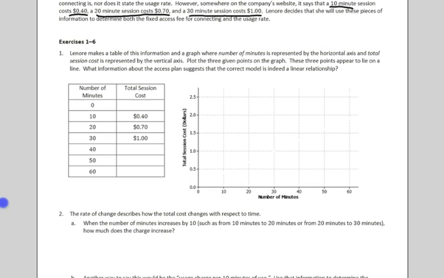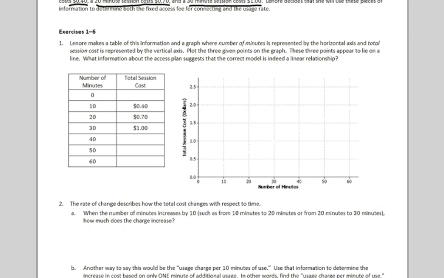So for question number 1, there is a table here that she started. She makes a table of information and a graph where the number of minutes is represented by the horizontal axis and total session cost by the vertical axis. So y is the cost, because the cost depends on the number of minutes that she uses. That's the dependent variable. Plot the 3 given points. They appear to lie on a line. What information about the access plan suggests that the correct model is indeed a linear relationship?